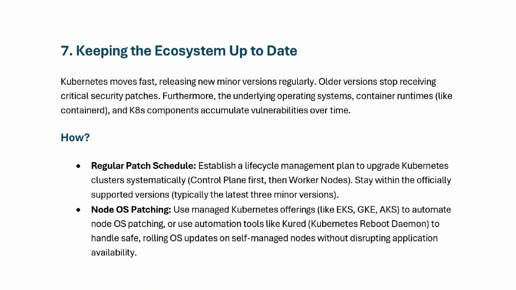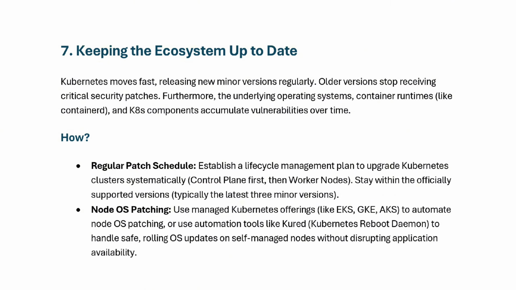With respect to Kubernetes, it releases minor versions regularly, and older versions stop receiving critical security patches or fixes. Furthermore, the underlying operating system, container runtimes, containerd, and all these components accumulate vulnerabilities over time. So they need to be kept up to date by updating or upgrading. So how is it done?